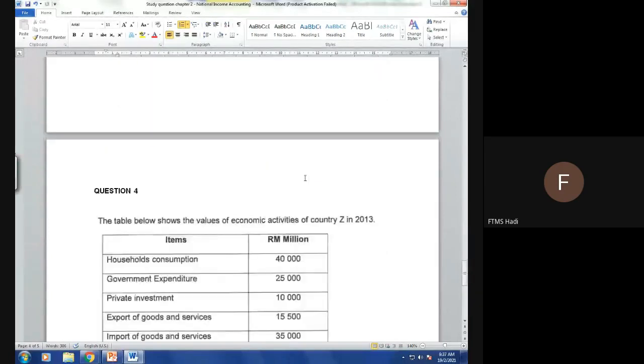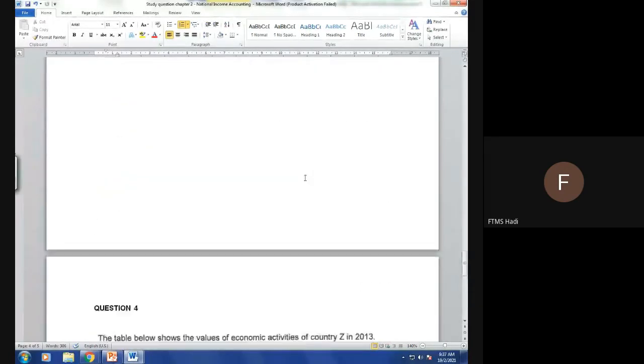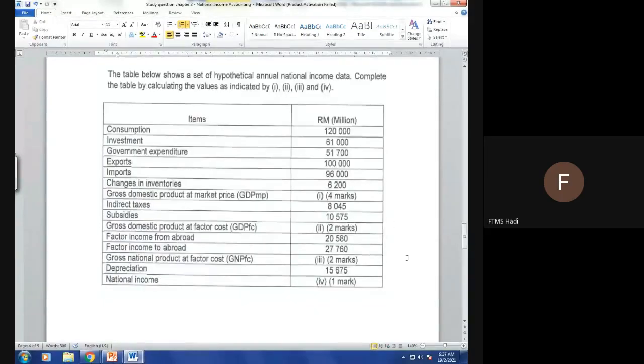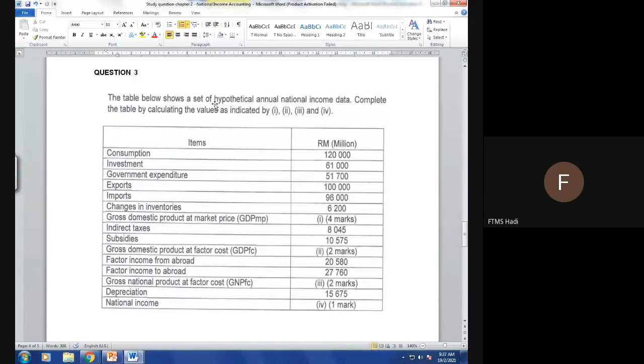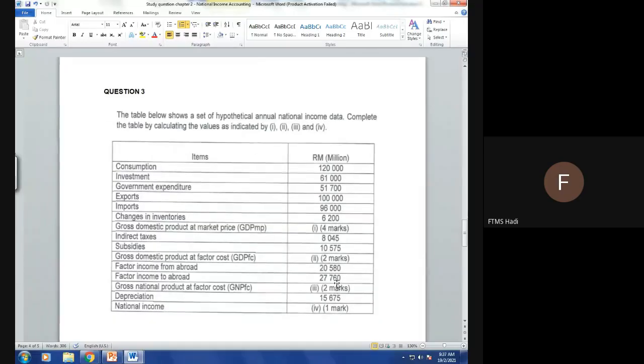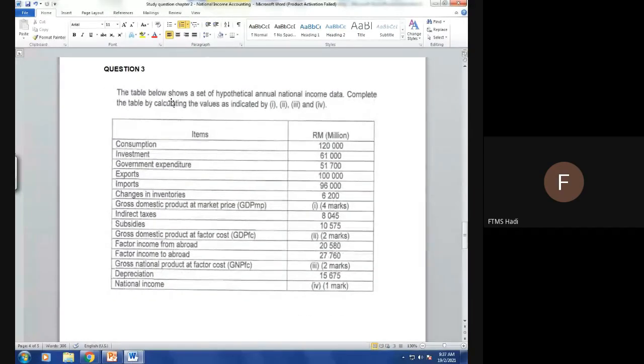Okay, I go for this question 3 first. Have a look at question 3. The table shows a set of hypothetical annual income data. Complete the table by calculating the values as indicated by question 1, question 2, question 3, and question 4. So they give you the table already. The format is already there. It just matters for you to calculate. So let's have a look at this one.